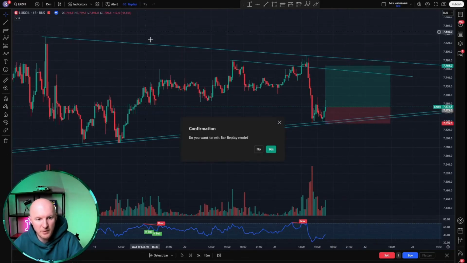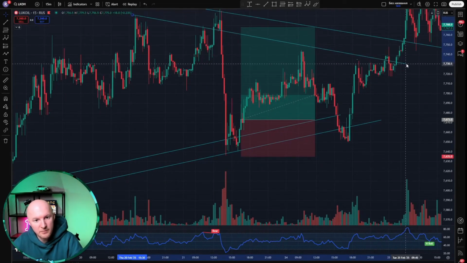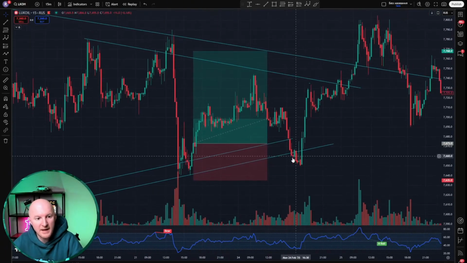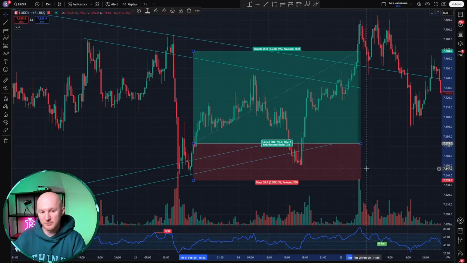And if I turn off the replay, we'll see that, first of all, this level here was almost respected, right? The price was fluctuating around it, and it actually played out much later than I expected, but it did work out in the end. That's roughly how you can use levels in trading.